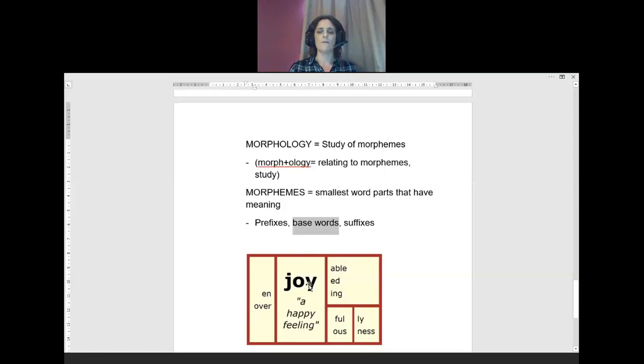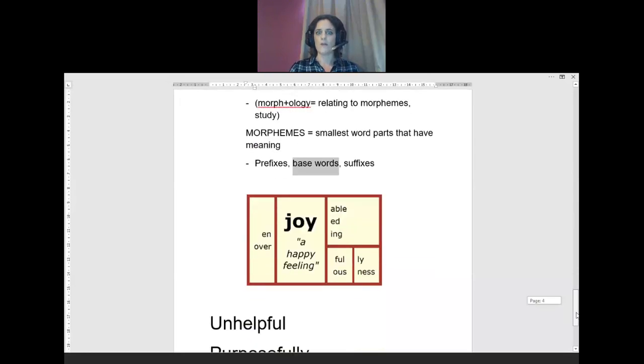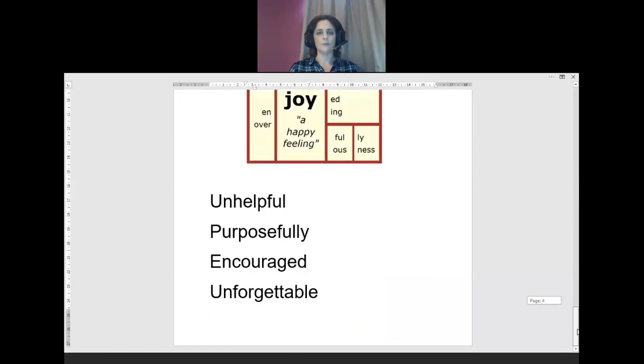We want to be able to find this base word, the base word that stands on its own. Now, later on, we will talk about prefixes and suffixes in another lesson. And prefixes are the word parts that go at the start, and suffixes are the ones that go after the base word. But remember, sometimes there isn't a base word that can stand on its own. So we're going to have a look at these words as an example.